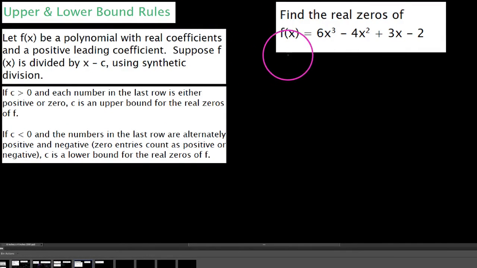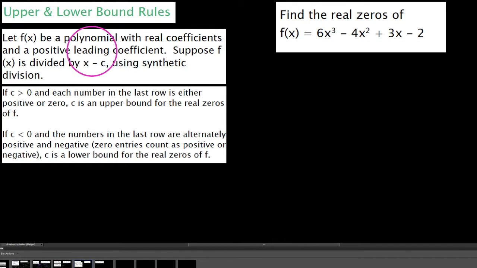Okay, YouTube, in this video we're going to continue our exploration of finding real zeros, or at least all zeros for polynomial functions, but we're going to focus on what we refer to as upper and lower bounds, these rules here. So we'll put that to use when we solve for all the zeros of this polynomial, but essentially I want to read through it before we do so.